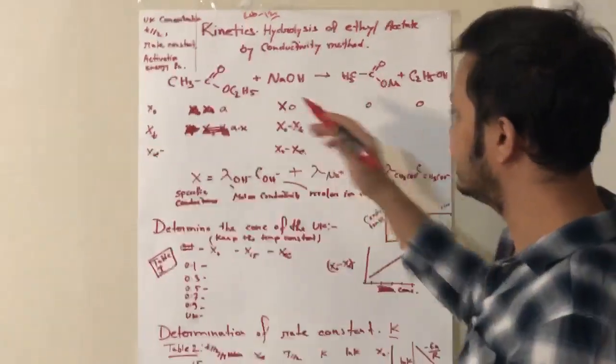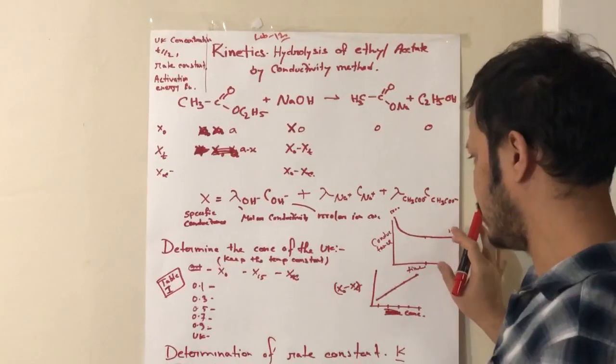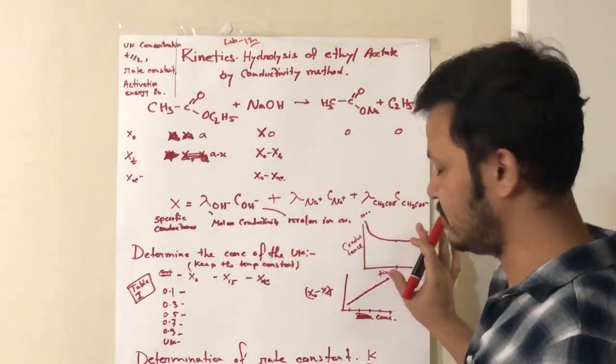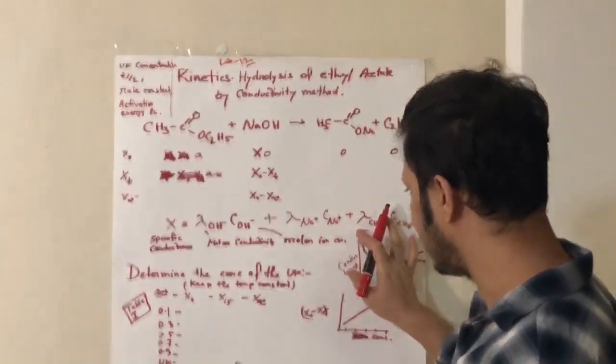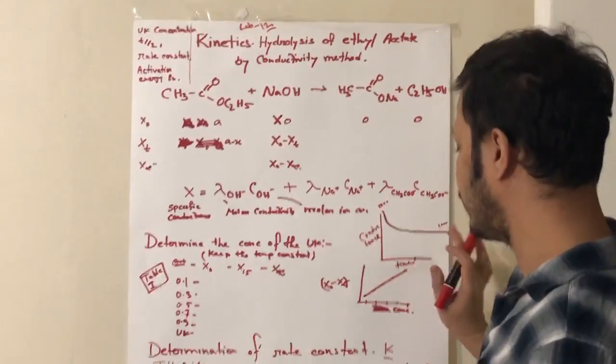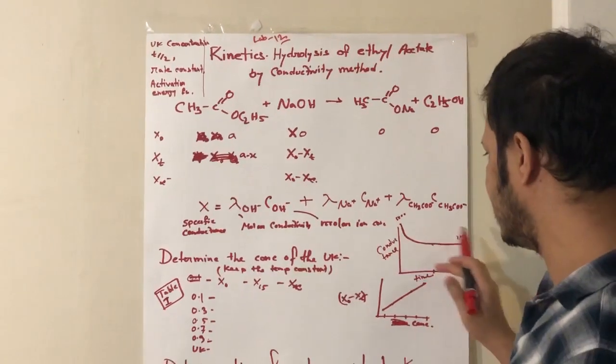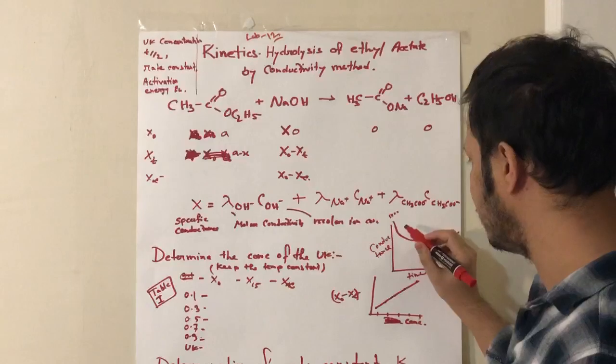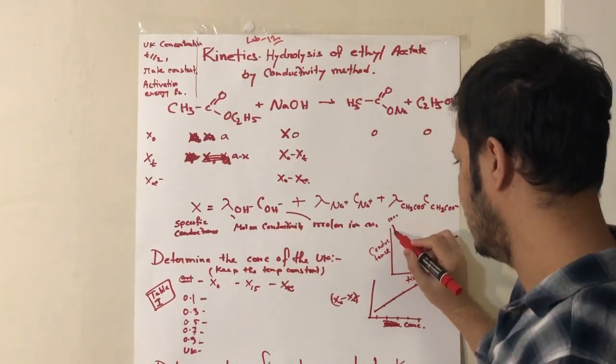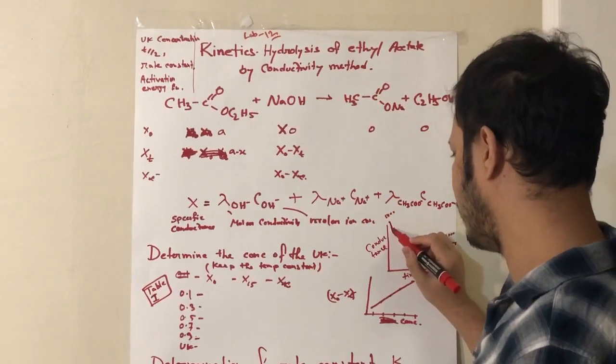Sometimes all the reactant will be converted to the product, so there will be no change of the conductance. Suppose the initial is 5000 and the final is 2000. So what is the halfway point? That means the difference is 3000, and halfway will be around 3500.